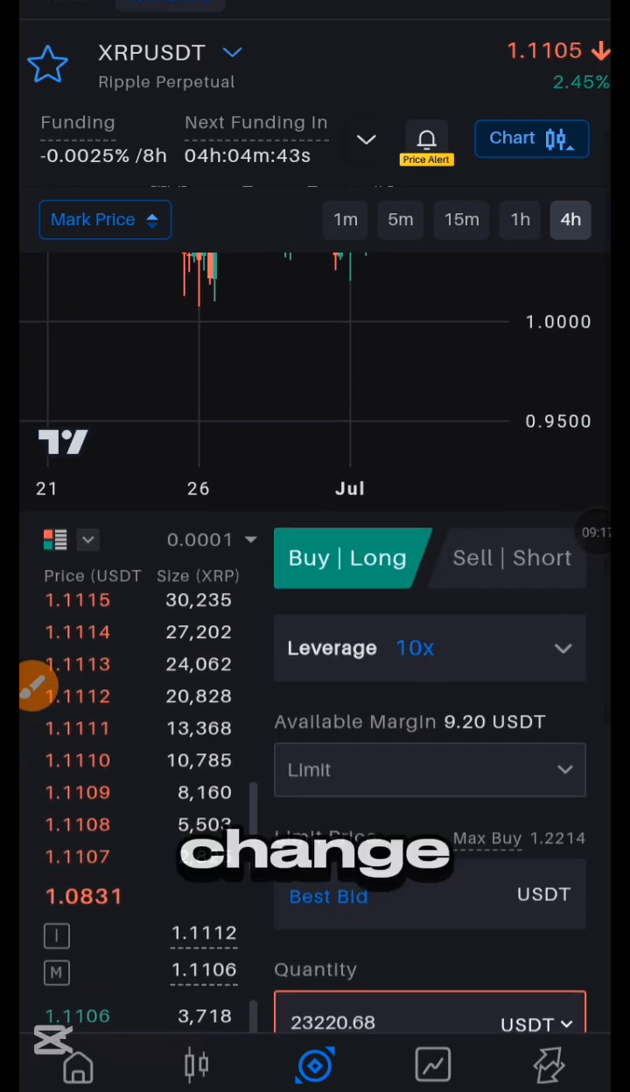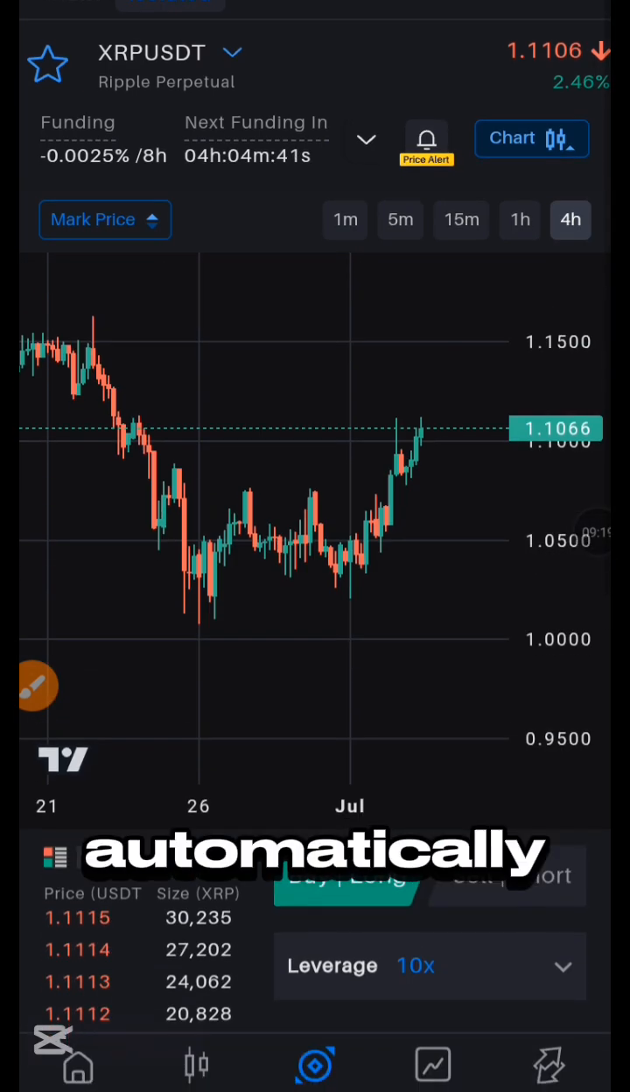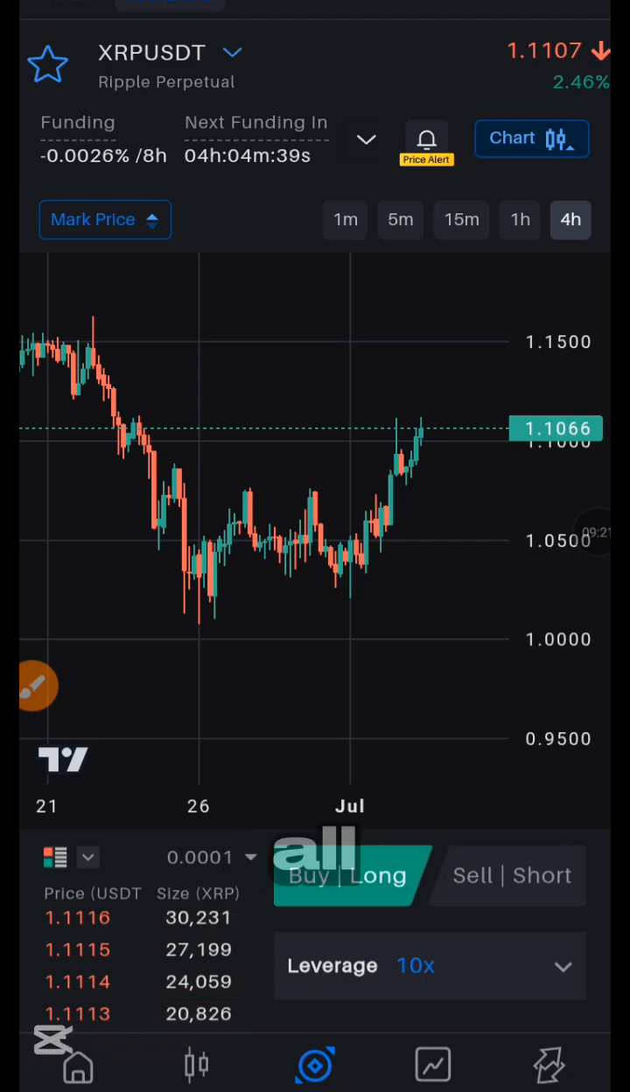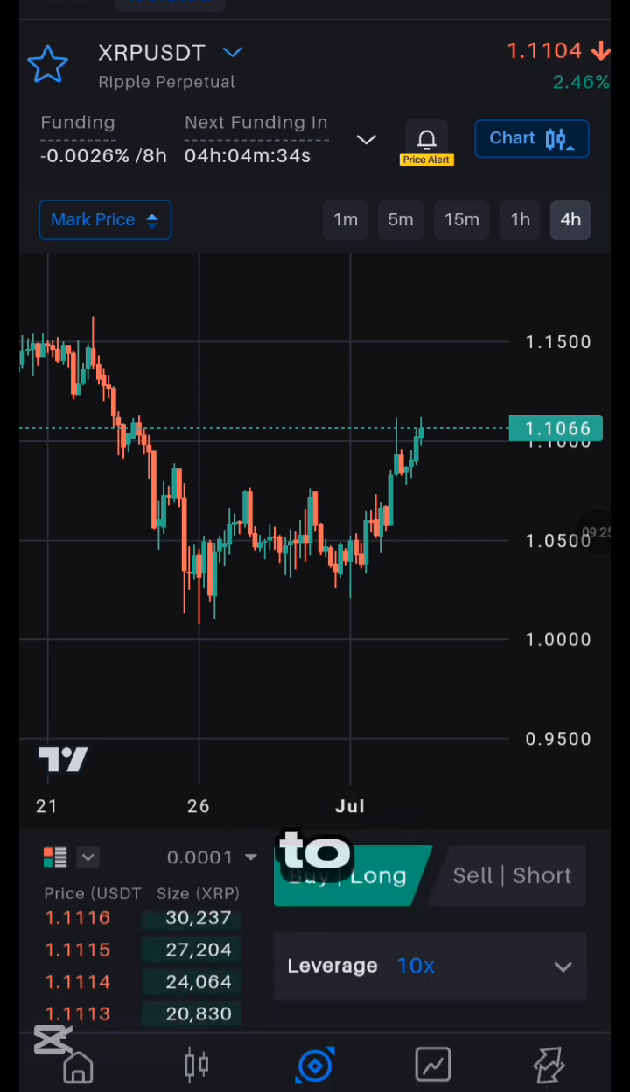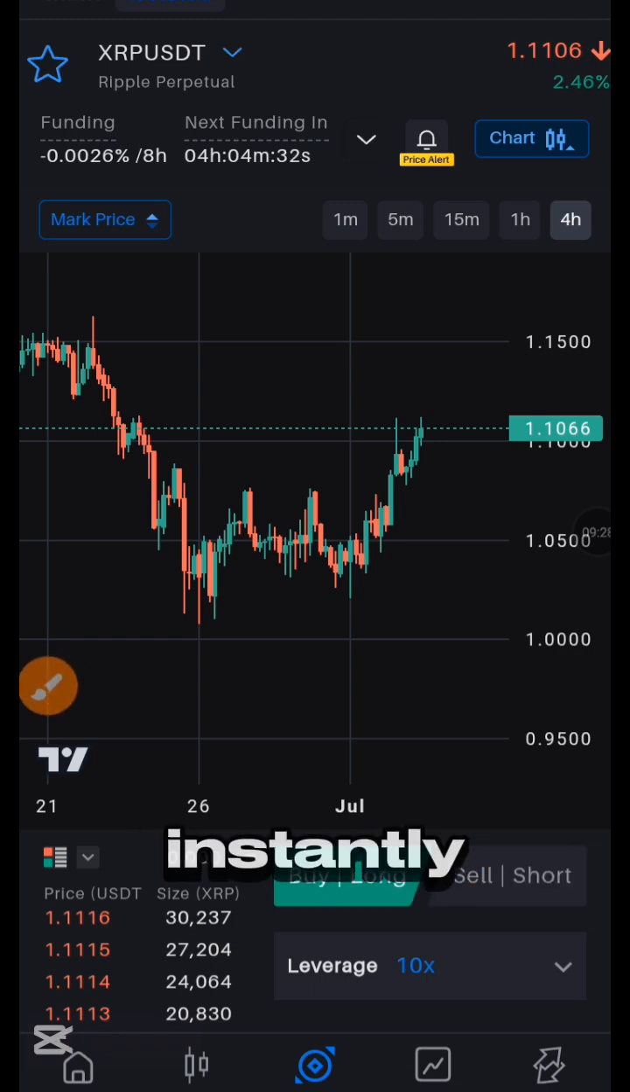Once you enter market order, you change this thing to market order and automatically it's going to change, and all you need to do is click on this buy icon, or if you want to sell, you click on this sell icon. Instantly your trade will be executed. All right, that is market order.